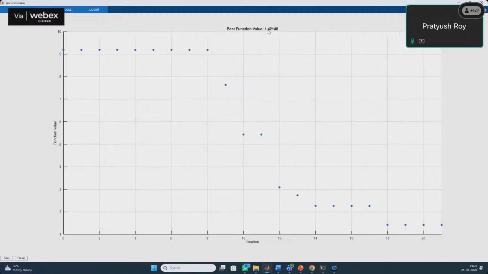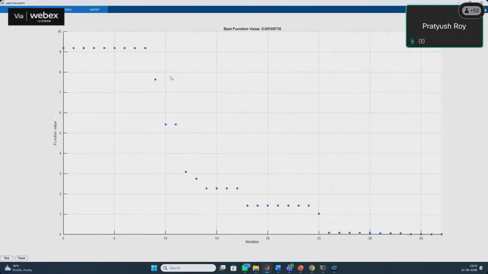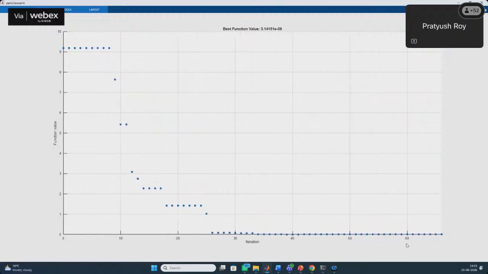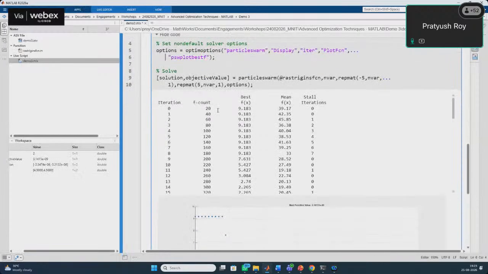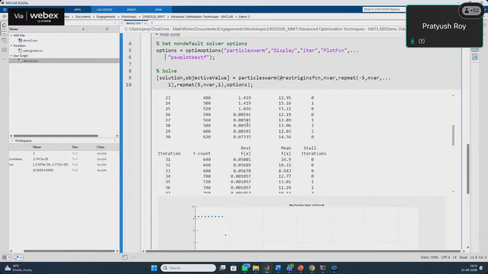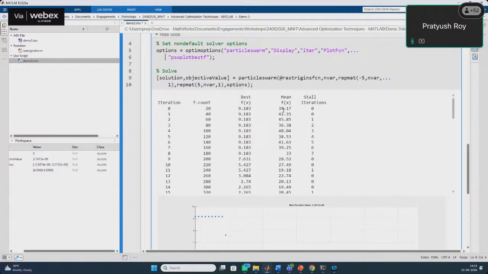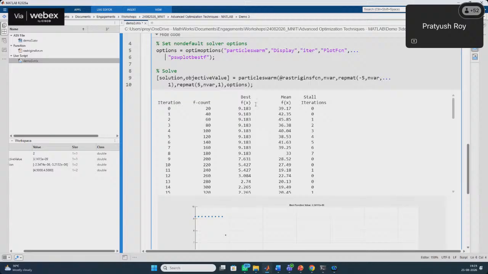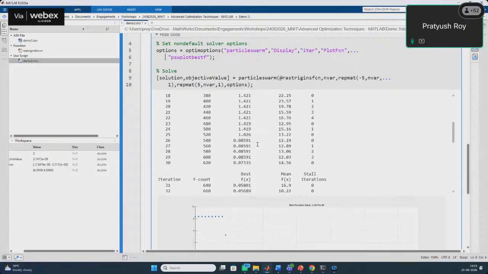So initially it was 9 point something. Now you will notice that it is sort of converging and converging and converging. Okay. So now the best function value is 3.14 into 10 to the power -9, which is practically equal to 0. Okay. Why? Because we are trying to minimize the function. So once you do this, you will see also the progress in the form of a chart. Okay. You will see that the mean value of the function and the best value of function, all of this will reduce. Okay.